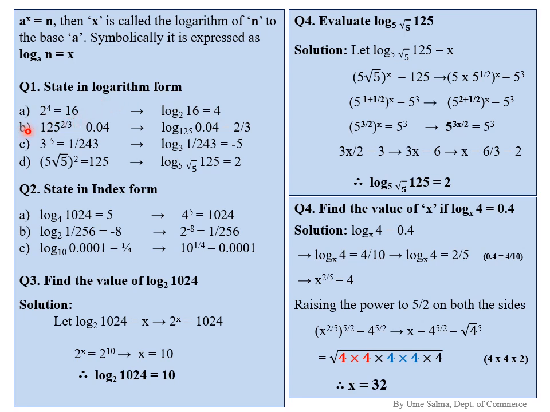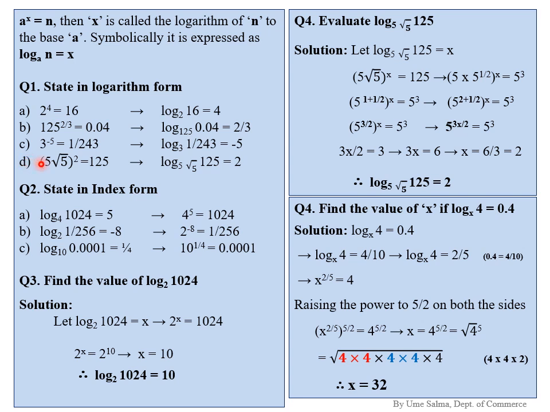The same way in the second example, you have 125 raised to the power 2 by 3 is equal to 0.04. So you will take log of 0.04, the base becomes 125 and your answer becomes 2 by 3. So log of 0.04 to the base 125 is 2 by 3. Next example, 3 raised to the power minus 5, as you can see you have a negative value here, is equal to 1 by 243. It can be expressed as log of 1 by 243 to the base 3 is equal to minus 5.